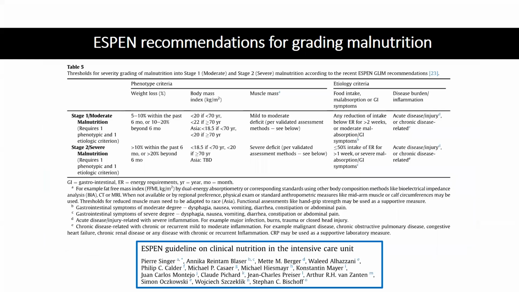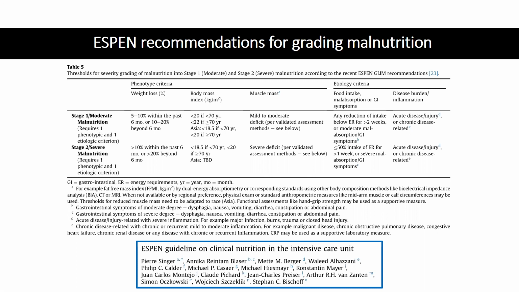The Europeans, however, had a different take on this. They said, you know what, even these scores are not necessarily considered gold standard, right? Even these scores have some variation. So they steered away from recommending one score over the other, and they suggested a combination of phenotype and etiology. So a little bit of what you guys were describing of what your approach is. So dividing up into stage 1, moderate malnutrition, and stage 2, severe malnutrition.